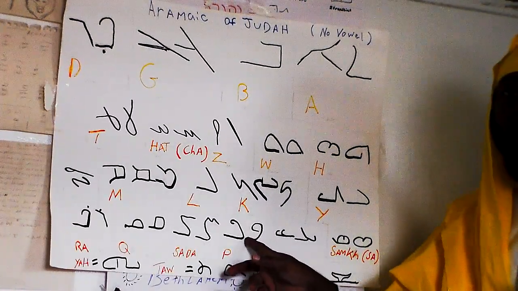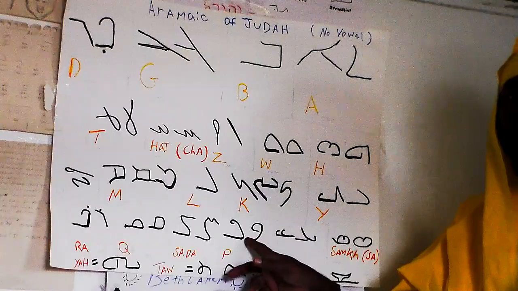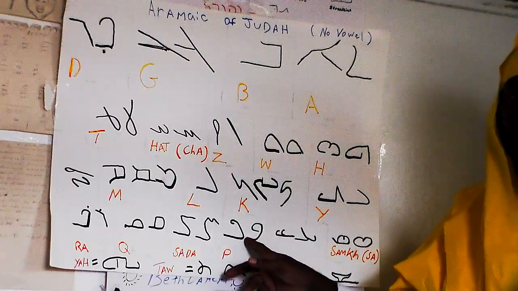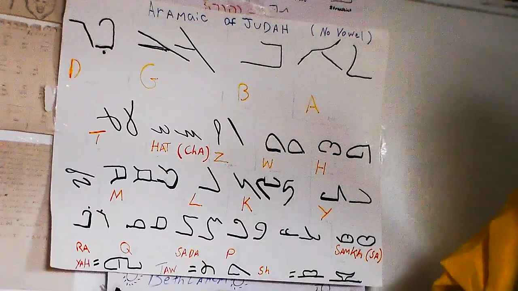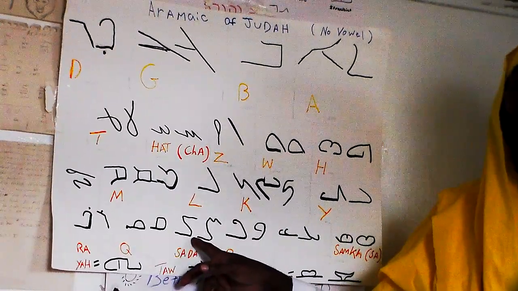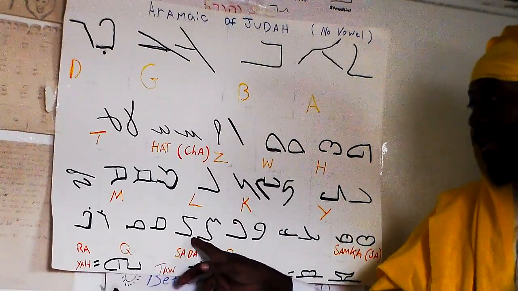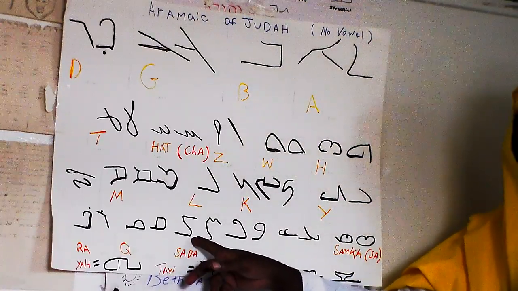Pa. Like you say Pe. With the vowels it says Pe. Without a vowel it's Pa. Sa. Da. Sada.